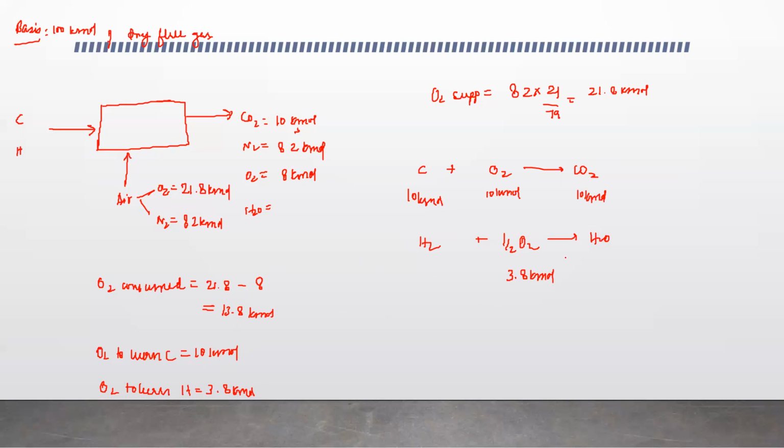So if 3.8 kilomole of oxygen is there to burn hydrogen, then 3.8 into 2 is going to be the water formed, that is 7.6 kilomole, and over here as well it's going to be 7.6 kilomole hydrogen. All right, so once we know that, can we find the wet flue gas analysis? Now the total flue gas we have is 107.6 kilomoles, right?